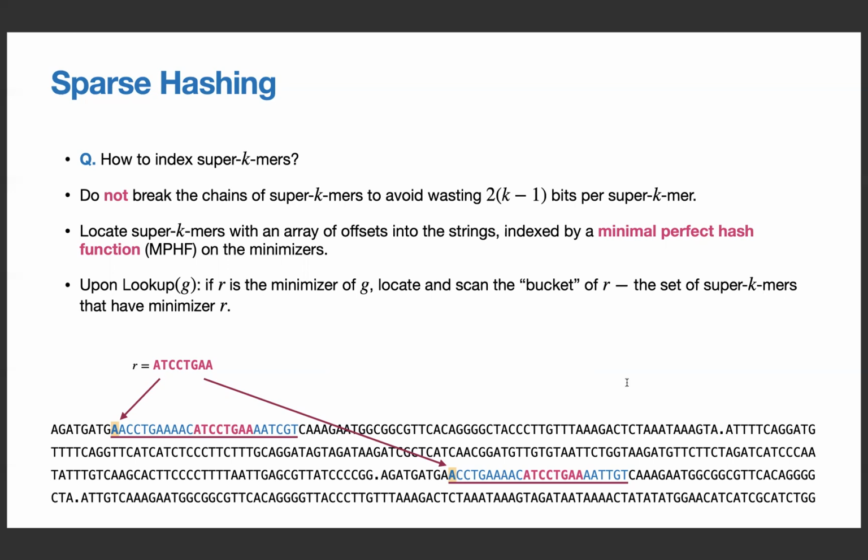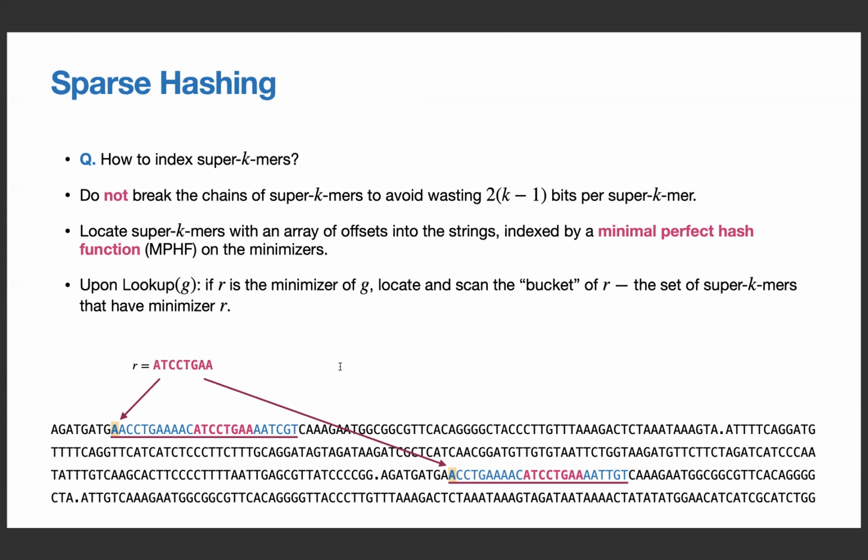So now, upon lookup for a k-mer G, we locate and scan the bucket of the minimizer R of G, which is the set of super k-mers that have minimizer R. So in this example below, we see that this specific minimizer R has 2 super k-mers. So its bucket has a size 2, and for a query that has minimizer R, I have only to scan these 2 super k-mers.